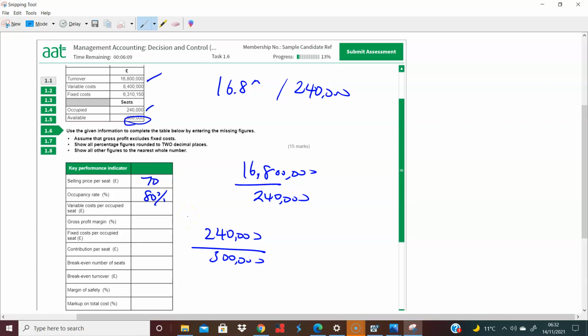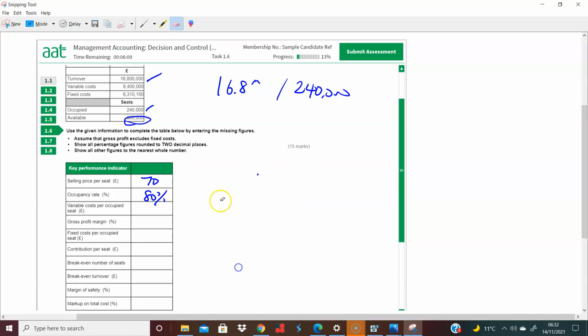Variable costs per occupied seat. So you had a cost of 8.4 million, forgive me, and you had 8.4 million over 240,000 seats. So in exactly the same principle, we can find the situation here, and we had a variable cost of 35 pounds a seat.